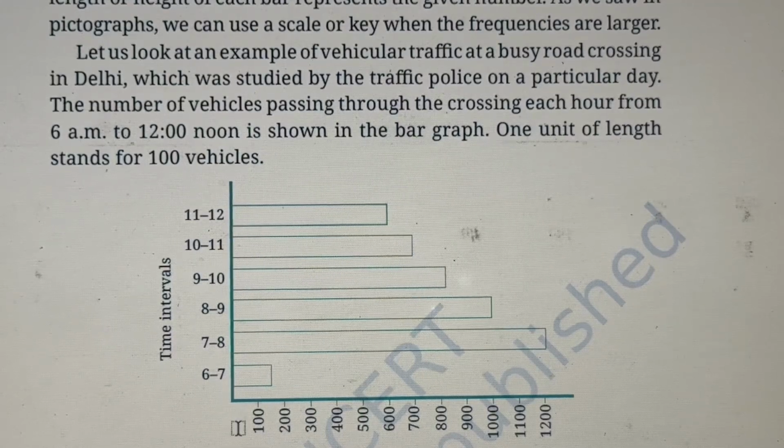So just see here on the x-axis, what is given is the number of vehicles. So 100, 200, 300, 400, 500 till 1200. And here what is given is time intervals, like between 6 to 7, between 7 to 8, between 8 to 9, like that till 12 o'clock. So 6 a.m. till 12 o'clock the timings are there, right? So the x-axis represents number of vehicles and the y-axis represents time interval.